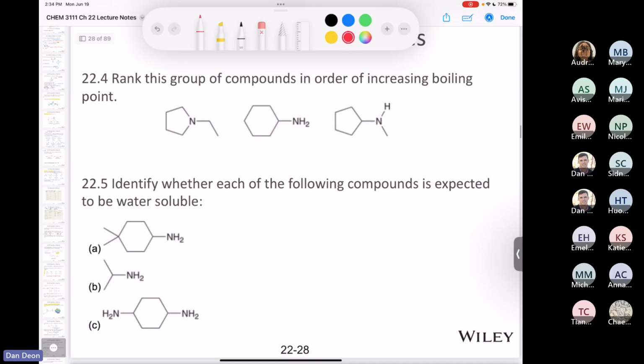So let's take a look at a couple of problems here and see if we can solve those. The first question is rank these compounds in order of increasing boiling point. So you can see I've got a tertiary amine here, I've got a primary amine here, I've got a secondary amine. Could anybody tell me which one of these is going to have the highest boiling point? Would it be the primary, secondary, or tertiary?